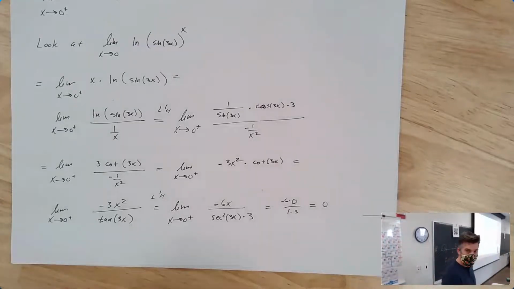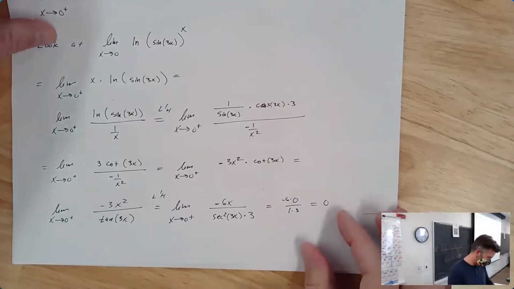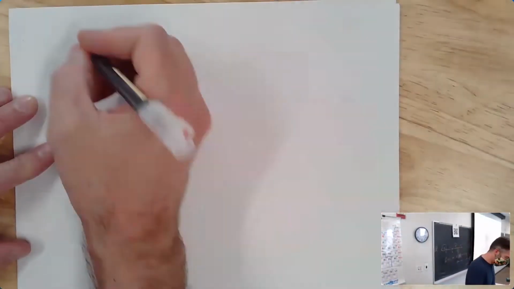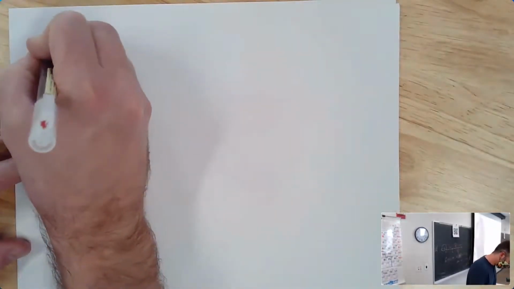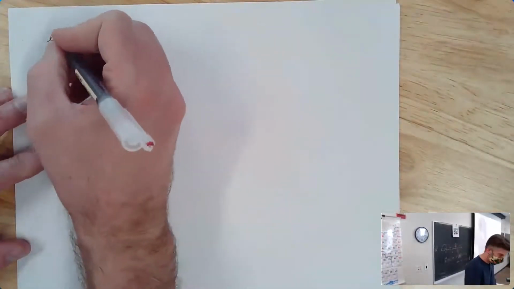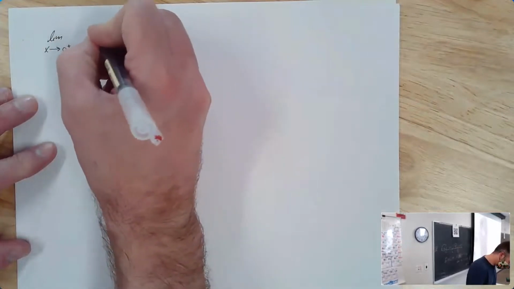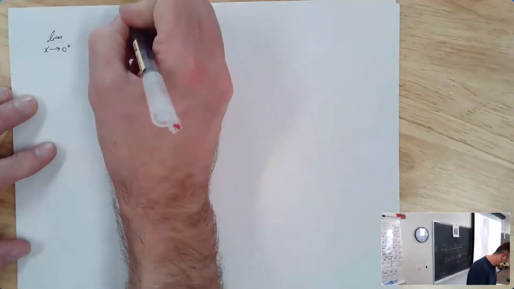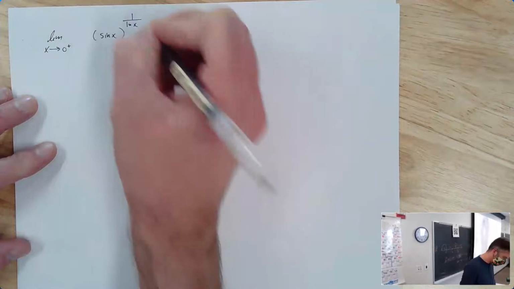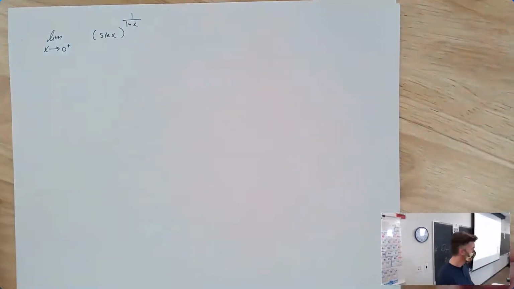Let's look at one more 0 to the 0 type, and then we will do some other ones. Let's say we want to do the limit as x goes to 0 from the right of sine of x to the 1 over natural log of x. Always good to think about, can you even use L'Hopital's rule? Well, obviously not here, right? We need to rewrite it.